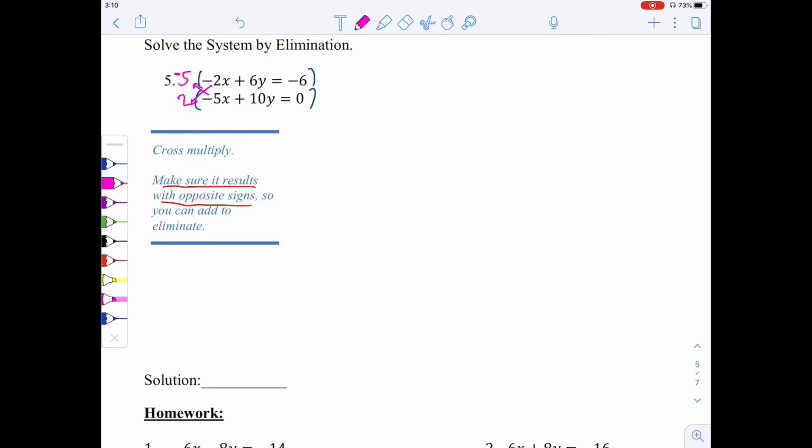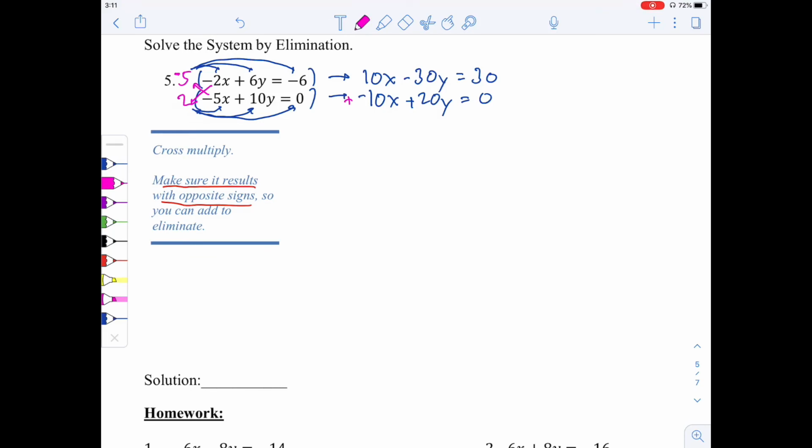Right? So we distribute negative 5 to the negative 2x, we get positive 10x. Negative 5 to 6y, we get negative 30y. Negative 5 to negative 6, positive 30. Bottom equation. 2 times negative 5, negative 10. See that? That's going to eliminate now. 2 times 10y, 20y. 2 times 0, 0.